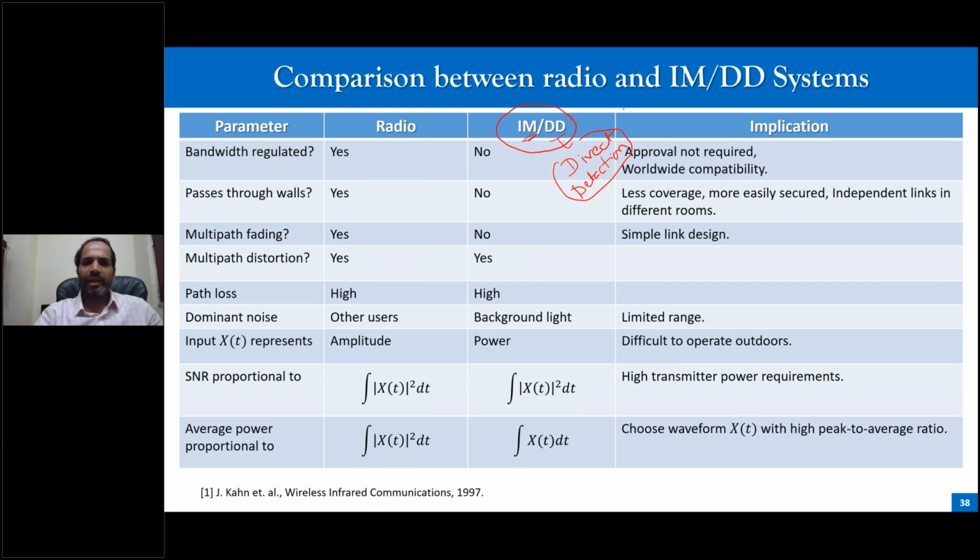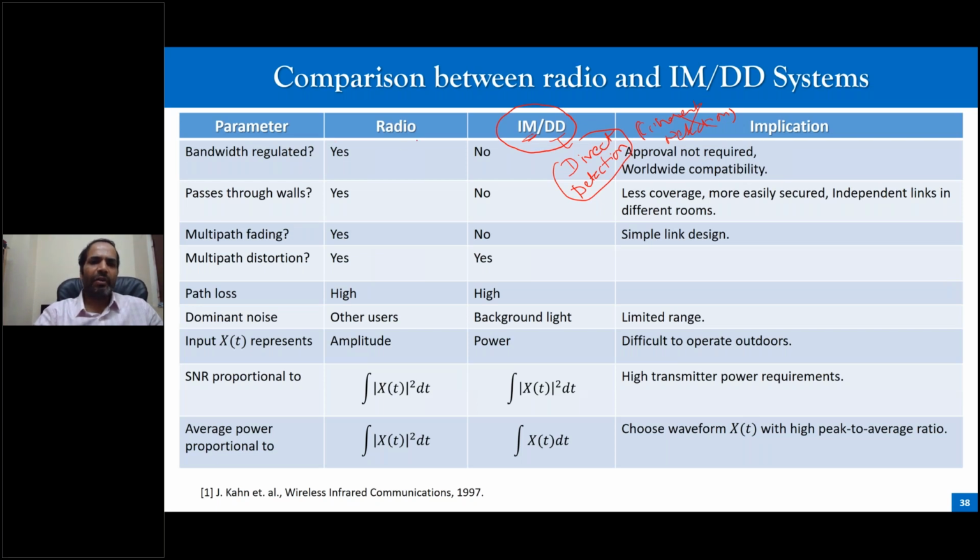Something other than direct detection is coherent detection, which of course you cannot use over LEDs, so we are not talking about it. We can use coherent detection when we are using lasers. LED is not a coherent source, so this variant is not feasible. Anyway, these are certain details.